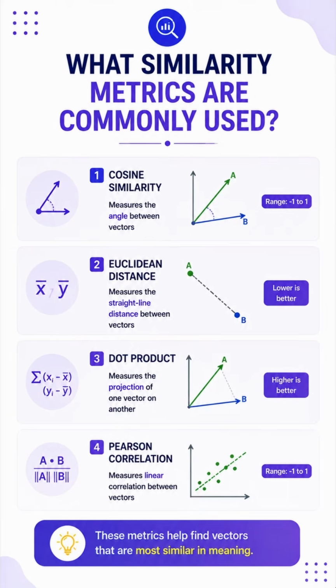It compares the angle between two vectors. If the angle is small, the vectors are considered similar. This is the most popular choice for semantic search. Another metric is Euclidean distance, which measures the straight line distance between two vectors. The smaller the distance, the more similar they are.